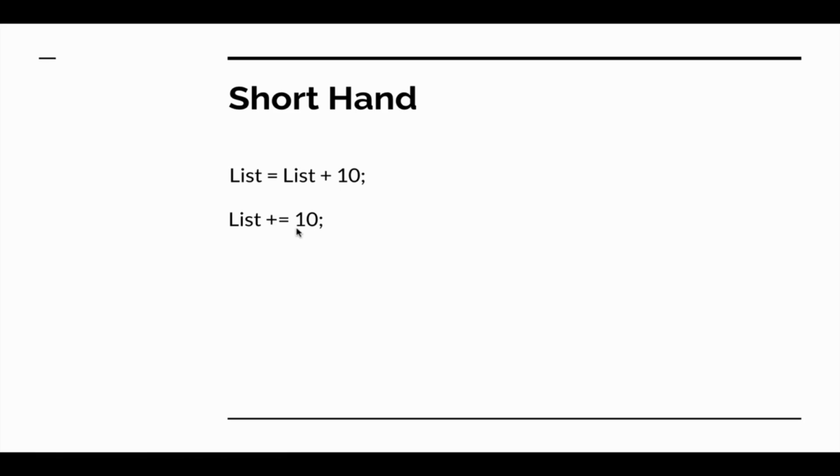Obviously, we have plus equal to, and then we have the same for minus equal to, multiply equal to, divide equal to. So we have all of these four, and you just add the equal to sign next to it, and then the value you want to add to the variable.